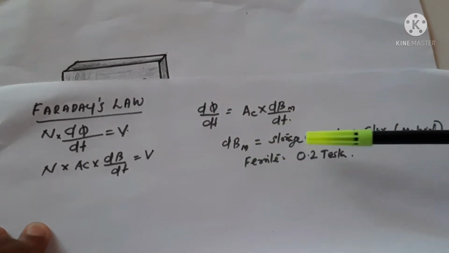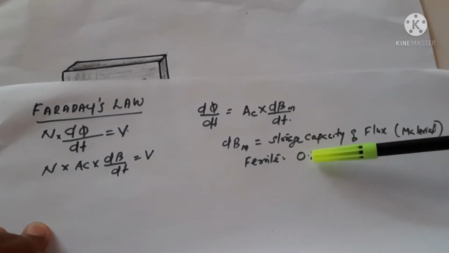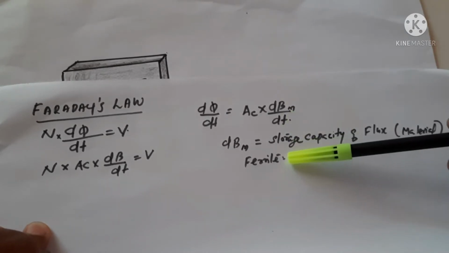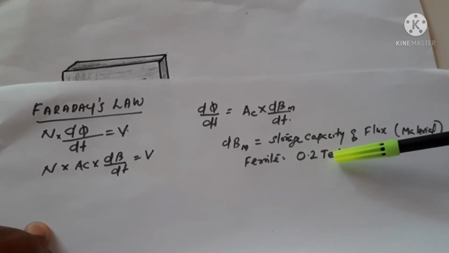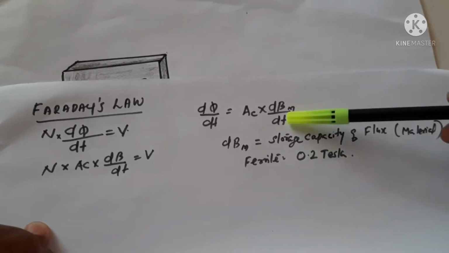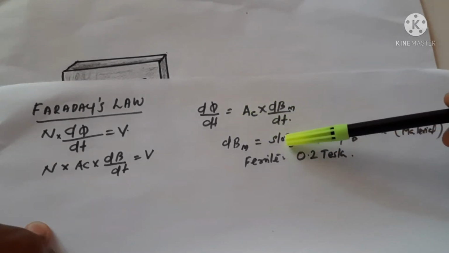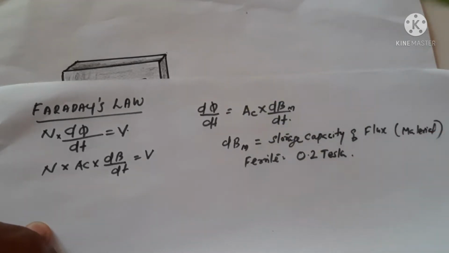Bm means the storage capacity of a particular material. If ferrite is used, it can store 0.2 Tesla of flux, maximum flux. If the area of the material is 1 meter square, then it can store a flux of 0.2 Tesla. If we increase the area from 1 meter to 2 meter, then more flux can be stored.